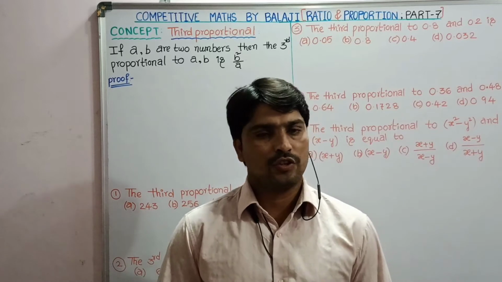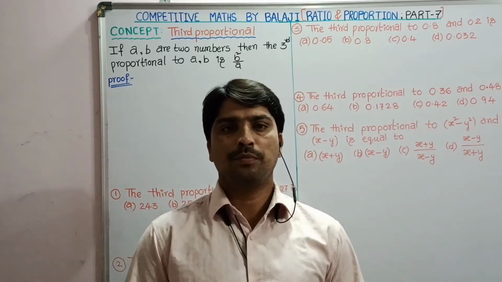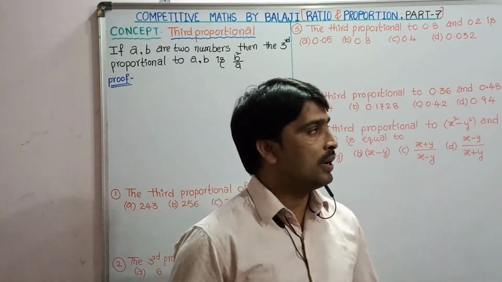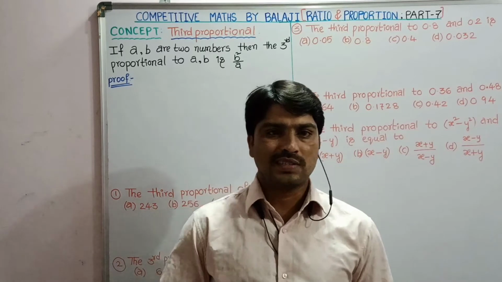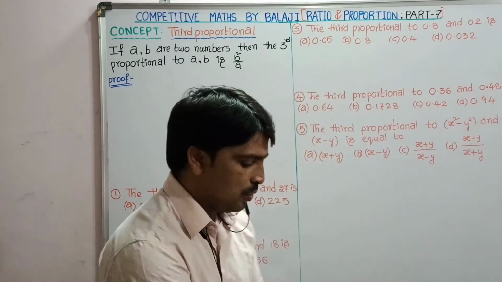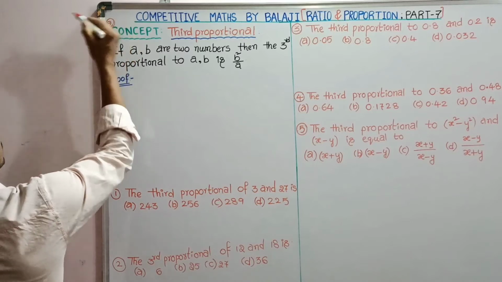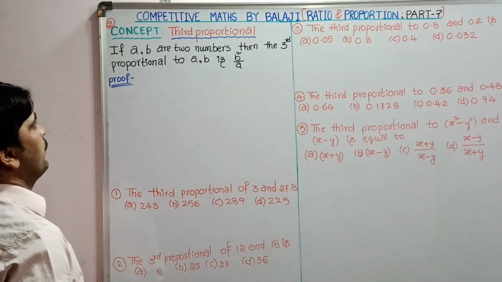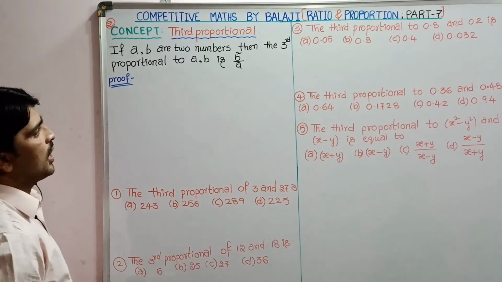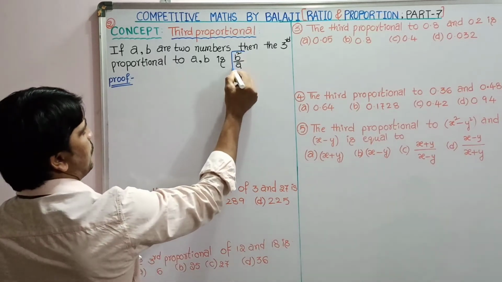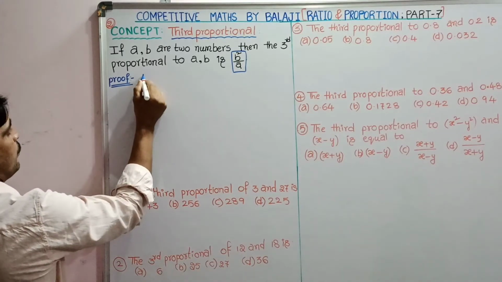In part 6 of ratio proportion, we discussed types of proportional. The first one is mean proportional. Now in part 7 of ratio proportion, we discuss the second type, third proportional. If a, b are two numbers, then the third proportional to a, b is b square by a. Let us see the proof.